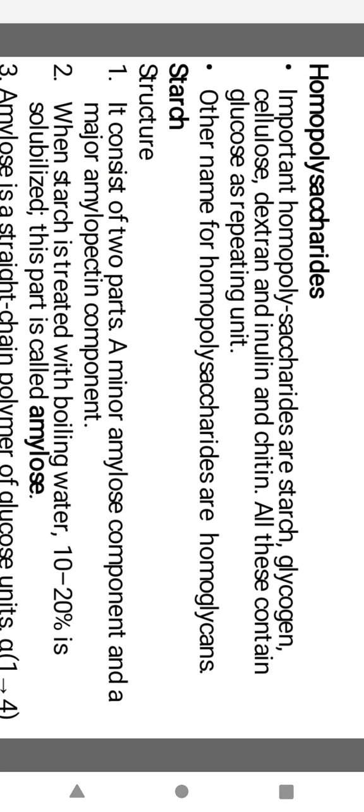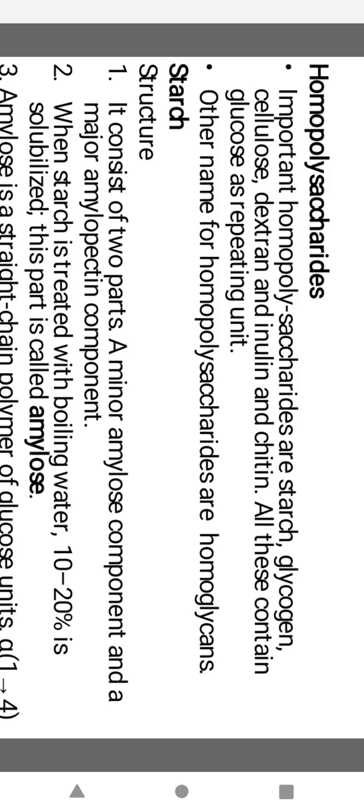Then we see about the homopolysaccharides. Before, we studied the three major disaccharides: maltose, sucrose, and lactose. Then we see about polysaccharides. There are two types of polysaccharides in diets: homopolysaccharides and heteropolysaccharides. Here we see some important homopolysaccharides. The homopolysaccharides are normally starch, glycogen, cellulose, dextran, inulin, and chitin.